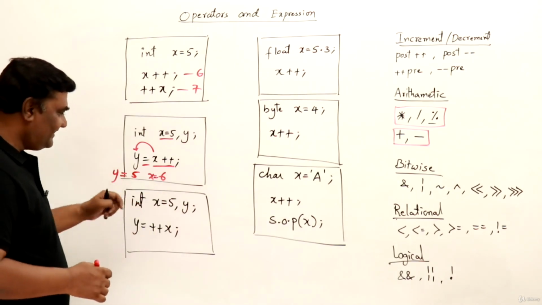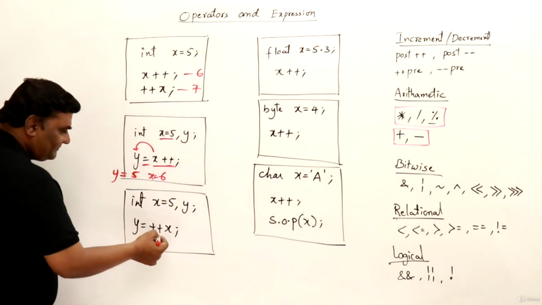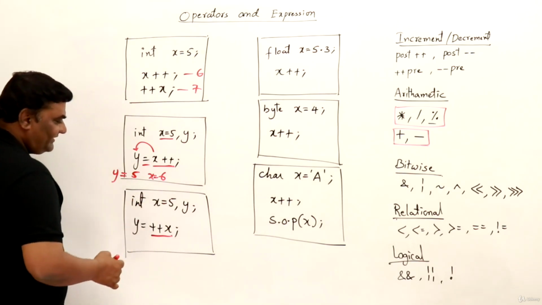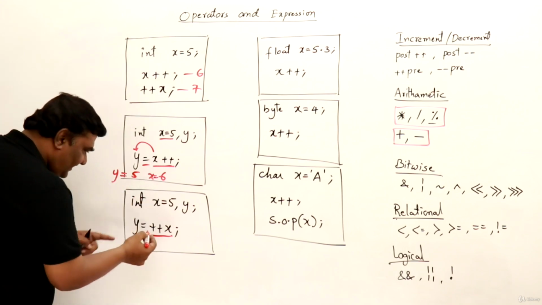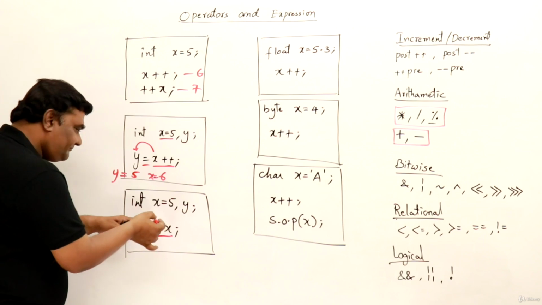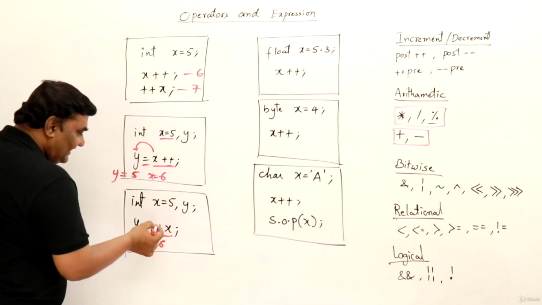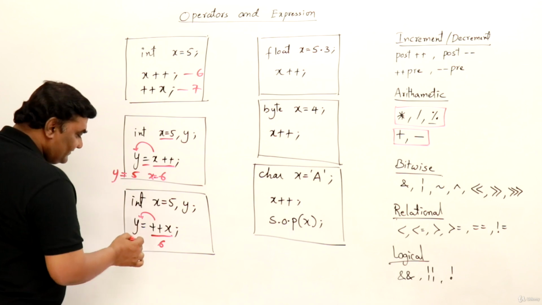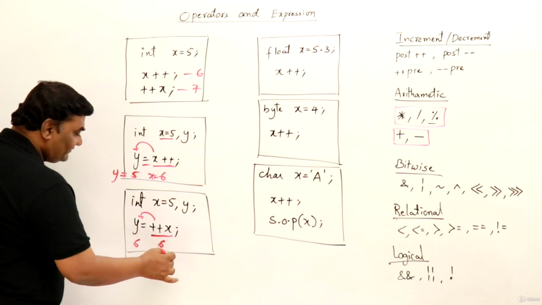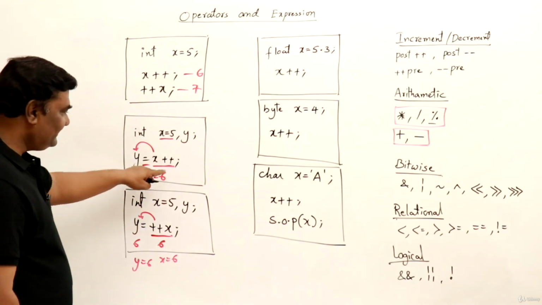Then another example for pre increment. Here I have y assigned plus plus x. This means first increase the value of x, then use it. So we have plus plus and assignment. Which should be done first? Pre-increment should be done first. So this is 5, this becomes 6, and this 6 is assigned to y. So y also becomes 6. The result is y is 6 and x is also 6. So here first increment, then assign the value.